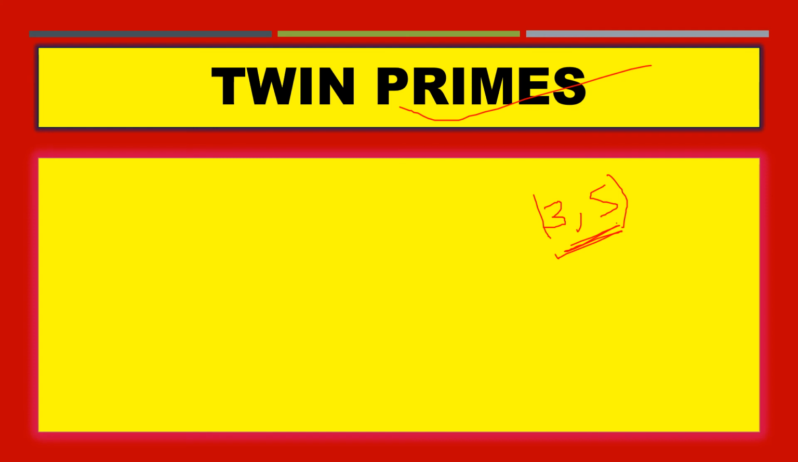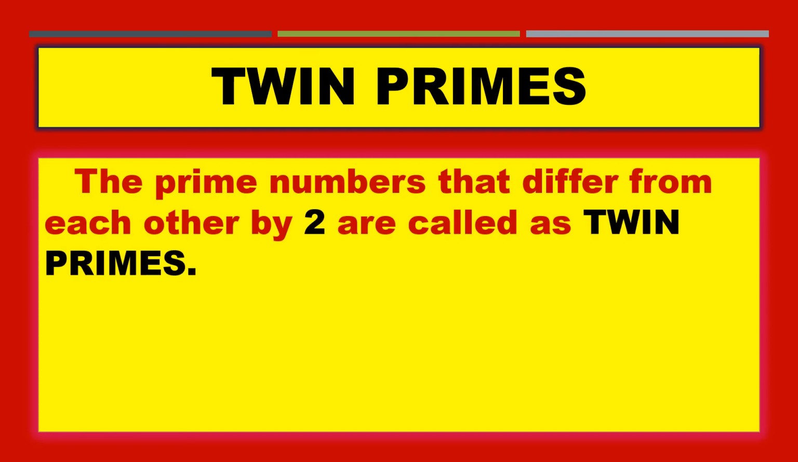I told in twin primes you should always take two prime numbers only. If the difference means always from big number you should subtract the small number. If the difference between these two prime numbers is 2, then such type of numbers are called as twin prime numbers. Means twin primes always take prime numbers only and find the difference between the two prime numbers. If you get 2 as your answer, then those two numbers are called as twin prime numbers. Okay, the statement is prime numbers that differ from each other by 2 are called as twin primes. Means the difference should be 2.